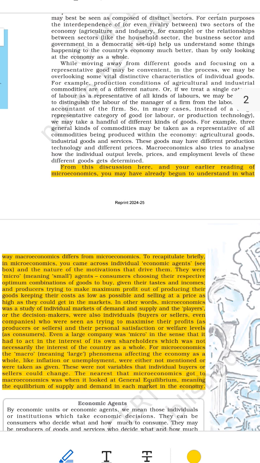Here is a great detailed summary of the explanation, written in the simplest and clearest way, so even a complete beginner can understand and remember it easily. Detailed summary: microeconomics versus macroeconomics.